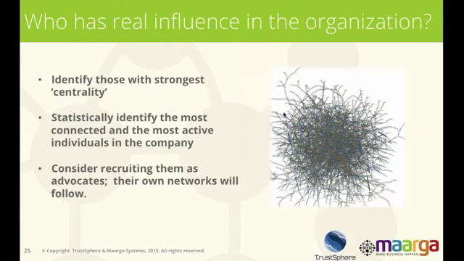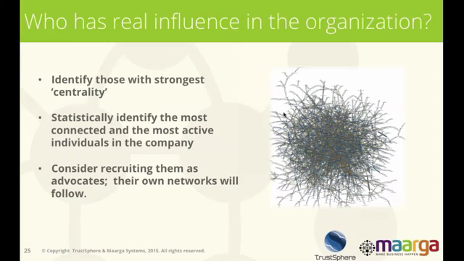So the approach that we took with them was to identify who actually has real influence within the organization. We identified those who have the strongest level of what we call centrality, and used statistics, or analytics, to identify the most active and most connected people within the organization. We use that as a basis for identifying who the advocates should be that we recruit into the change teams. Again, the idea here is that once you're able to identify those champions, those who are currently the most active within their own social networks, they'll be the ones who will be able to bring their own networks onto the collaboration platform.